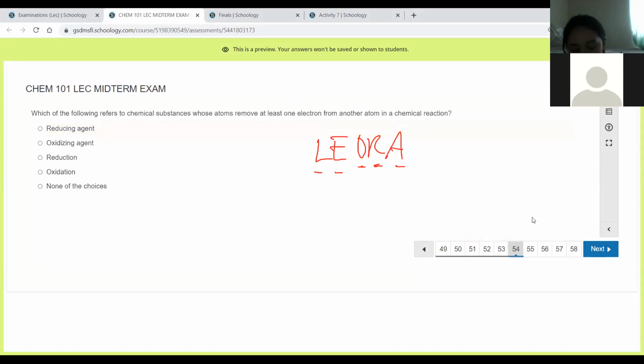Now, how about which of the following refers to chemical substances whose atoms remove at least one electron from another atom in a chemical reaction? So, sino daw yung nagre-remove ng electron from another substance? Reducing, oxidizing. The answer should be oxidizing agent. Kasi ganito.